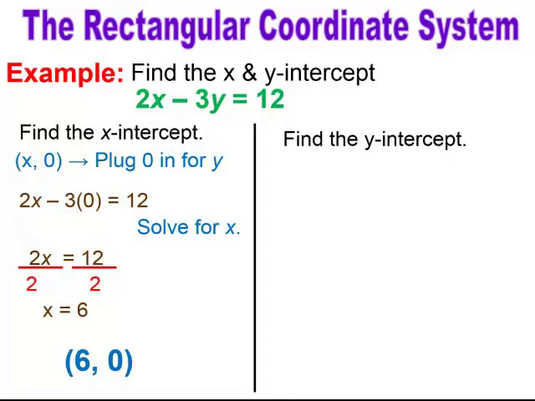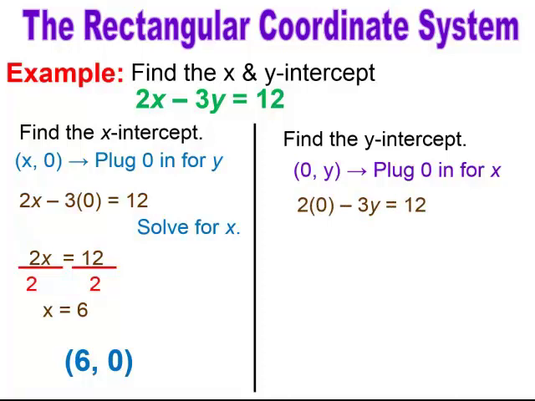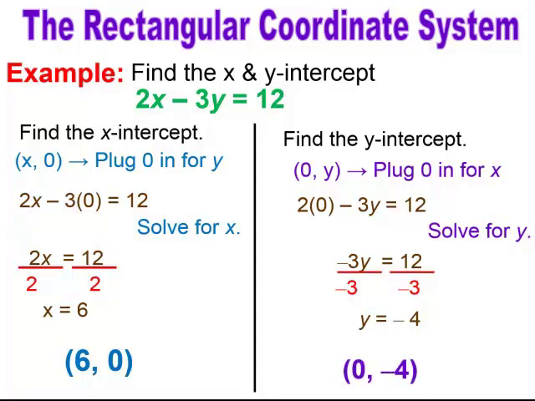Now when we talk about the y-intercept, again, the x value will be 0 and you will find your y value. So I'm going to plug in 0 for the x in the equation. I'm going to evaluate, and 2 times 0 is 0, so I'm left with negative 3y equals 12. To solve for y, I divide through by that negative 3, and I get y equals negative 4. Just like the x-intercept, the y-intercept needs to be written as an ordered pair. The x value is 0 for the y-intercept, so you're going to end up with (0, negative 4). These are the intercepts for this equation 2x minus 3y equals 12.